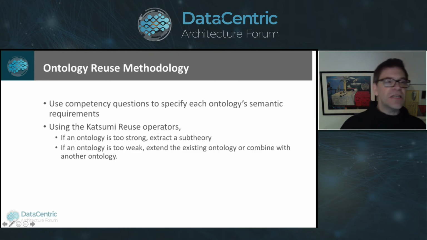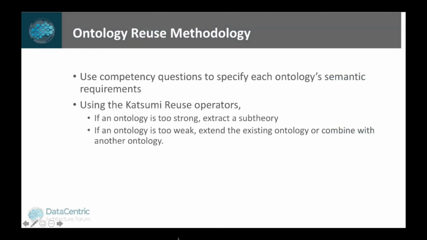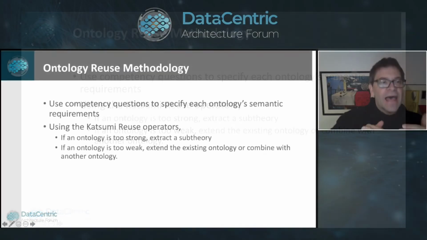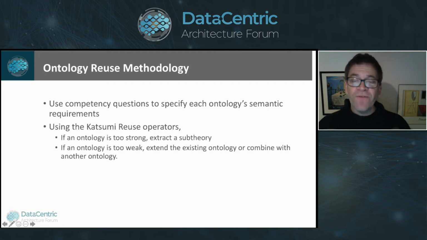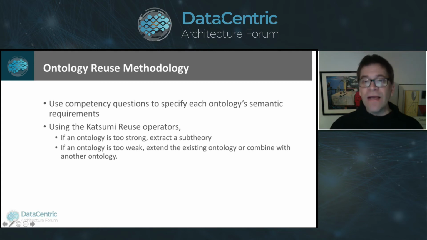So this ontology reuse methodology then, we use competency questions to specify each ontology's semantic requirements. And we use the Katsumi reuse operators as a way of changing our ontologies in order to reflect what these differences are. So if an ontology is too strong, we extract a subset of the axioms. If the ontology is too weak, we extend it or combine it with another ontology. And we have found this methodology to actually work quite effectively. Again, what we're doing is leveraging each other's experiences and building our own ontologies.